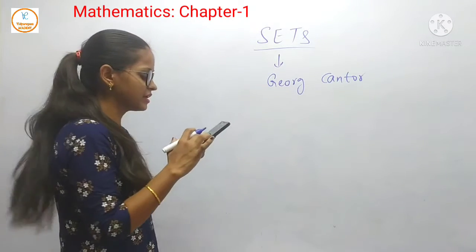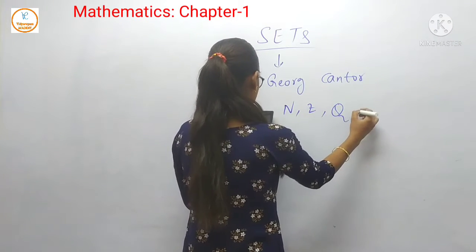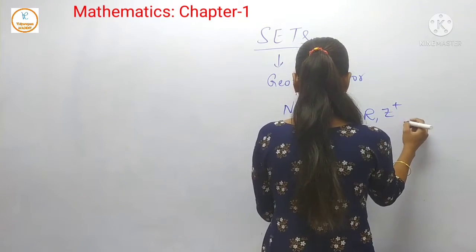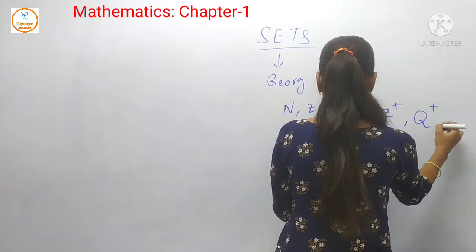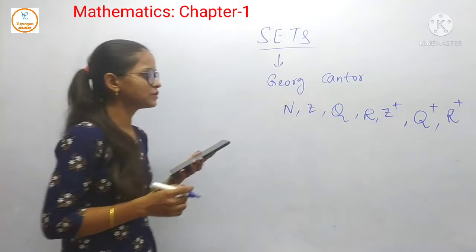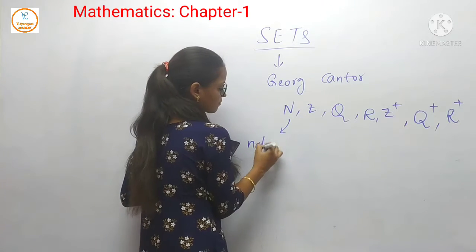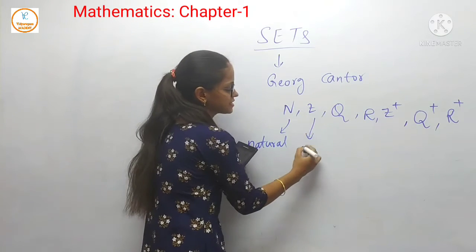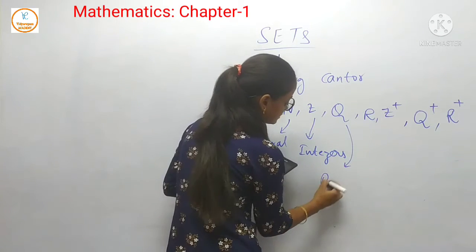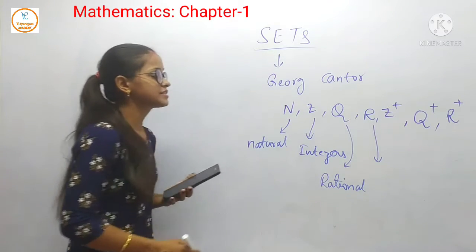So what are real numbers? Real numbers include the natural numbers, integers, rational numbers, and positive integers. This is the positive real numbers. So what is this? It is natural numbers. This is integers. This is rational numbers. This is the set of real numbers.